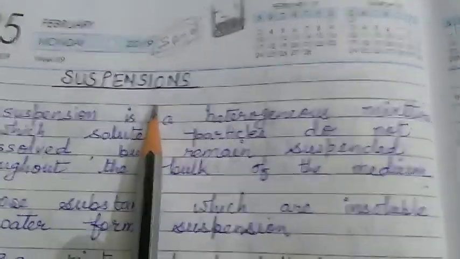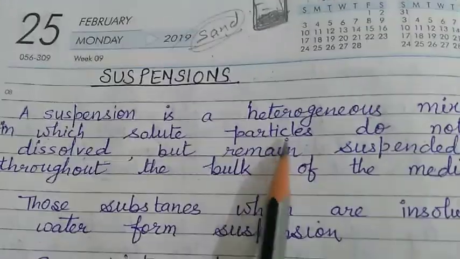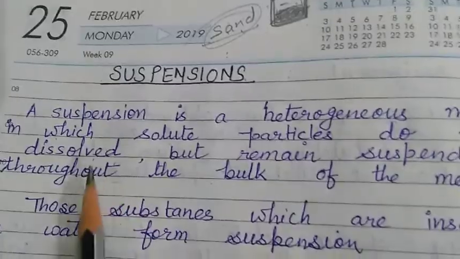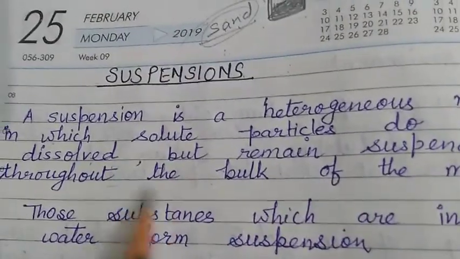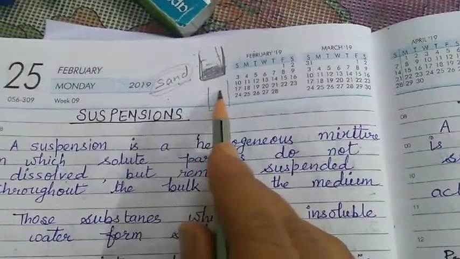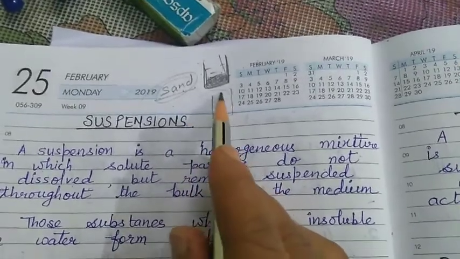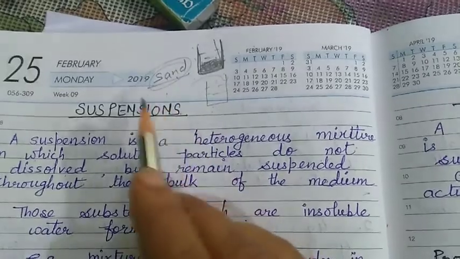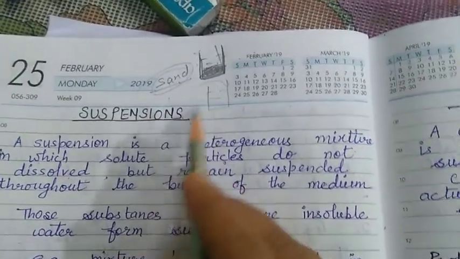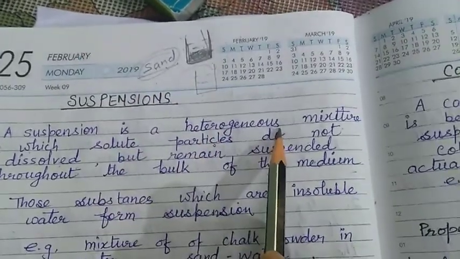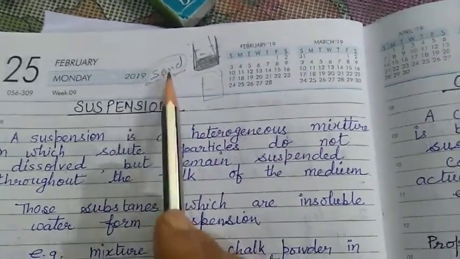So first, suspension. A suspension is basically a heterogeneous mixture in which the solute particles do not get dissolved but remain suspended throughout the bulk of the medium. Simply, for example, sand water. You take a beaker of water and add some sand into it. You stir the beaker well. You will observe that you can easily see the sand particles mixing in the liquid. So that is called a heterogeneous mixture because the sand particles are easily visible.